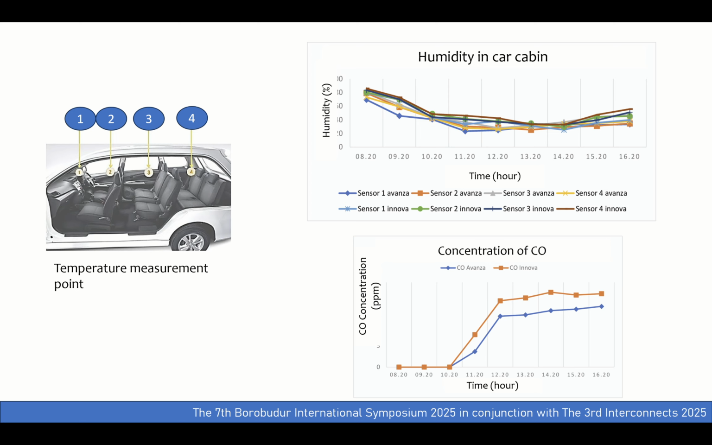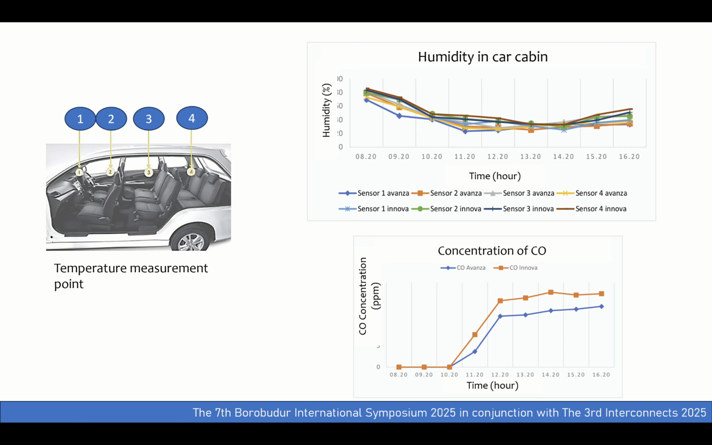How about the humidity? For all of the experimental cars, at the measuring points in dimension A, the humidity is lower if the temperature is higher, and the concentration of CO is very high in dimension B, the Innova, but in the Avanza it is decreased.